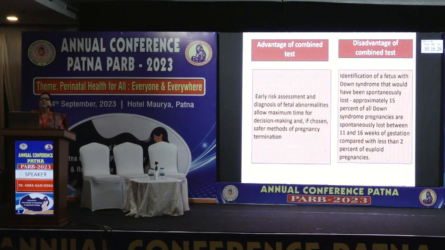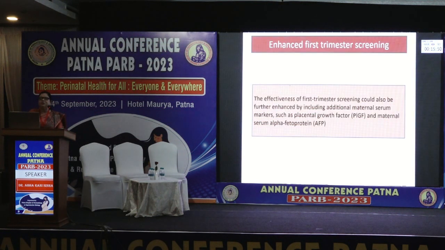So now, what are the advantages of the combined test? The best thing is that it is done in the early weeks of pregnancy, that is between 11 to 13 weeks. So that is the time when we can make a decision. Like if we want the baby to be aborted, abortion will be safer and the trauma to the mother will also be less. On the other hand, the disadvantage is that we know that many of these Down syndrome babies will be a natural loss. Many of them will not go up to the second trimester. So it will be causing an undue anxiety to the mother and it may not be of any help.